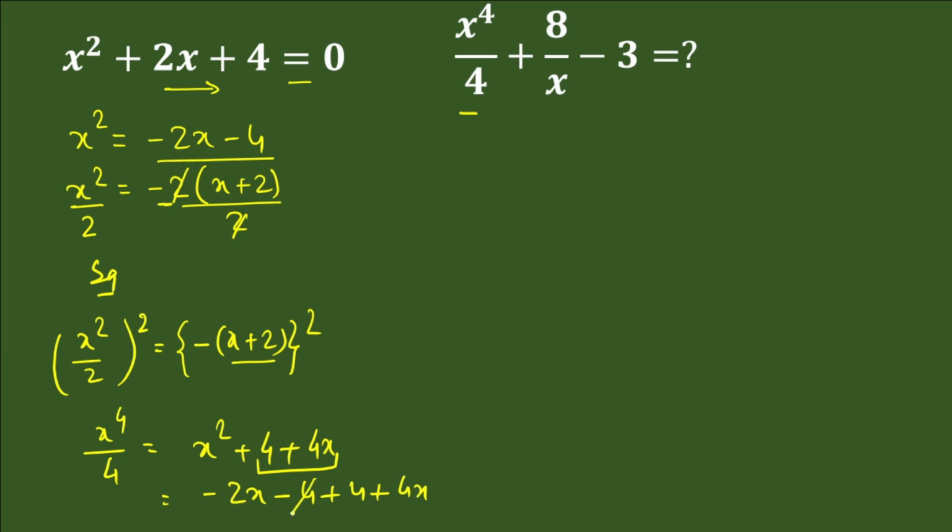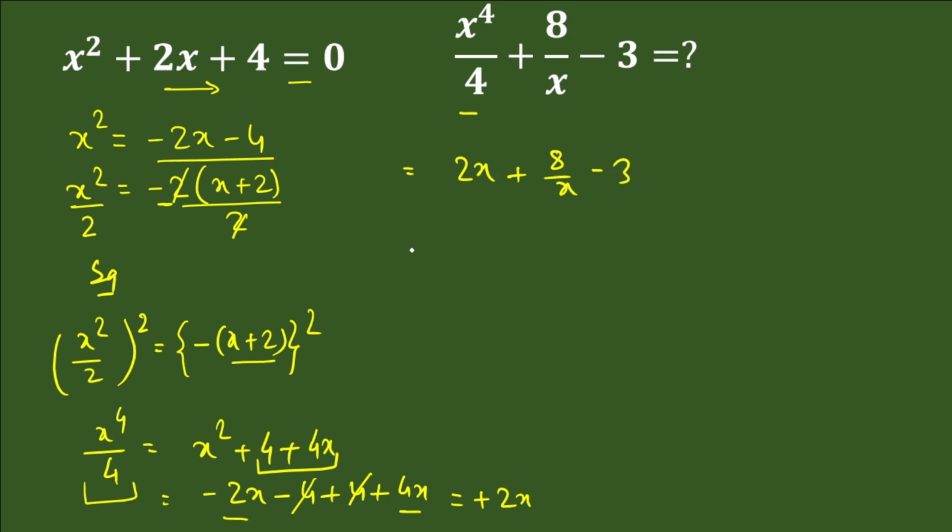So here negative 4 and positive 4 will be cancelled, and here negative 2x plus 4x will be plus 2x. So we have calculated the value of x power 4 over 4. It is 2x. So we have made the expression very simpler. So x power 4 over 4 is plus 2x. So we can write it as plus 2x plus, here it is 8 over x and negative 3.